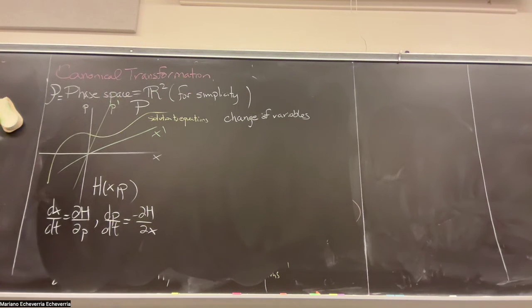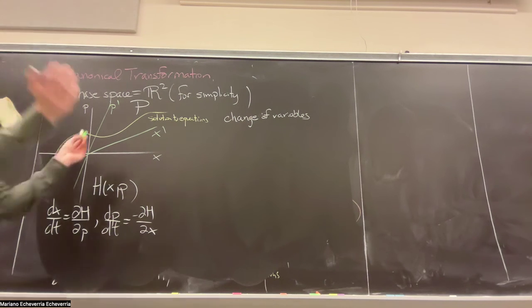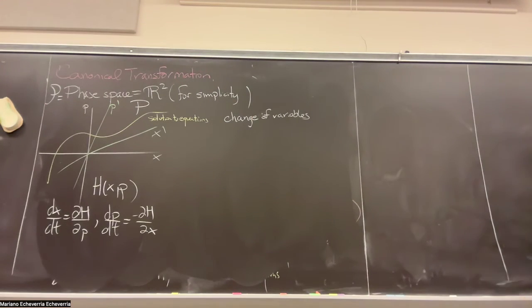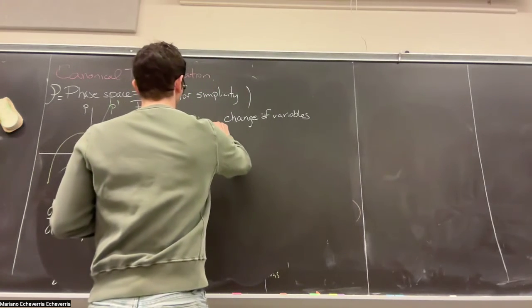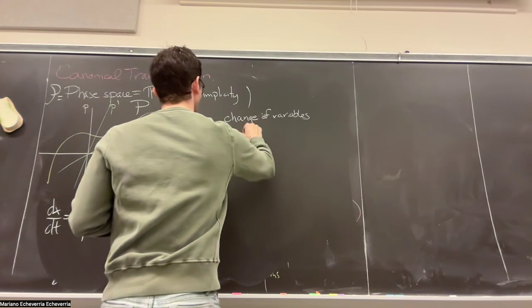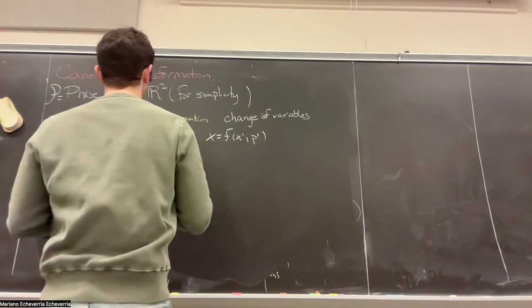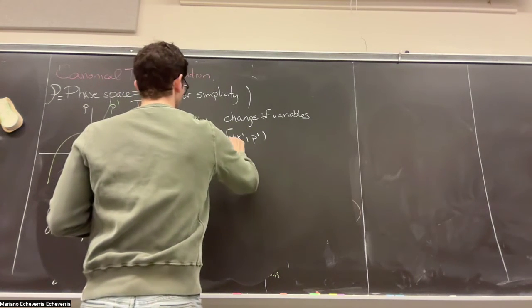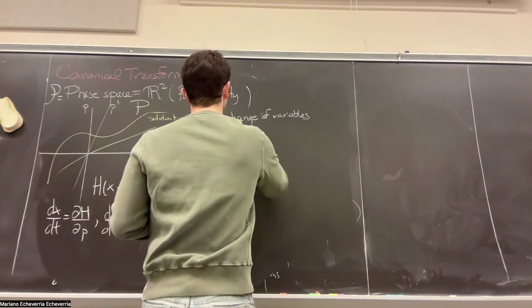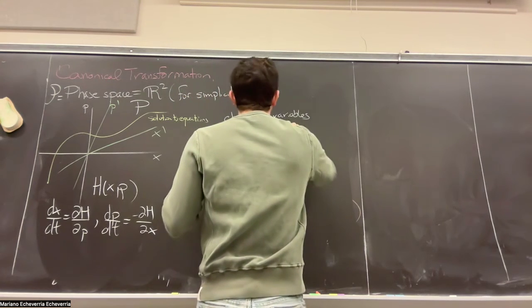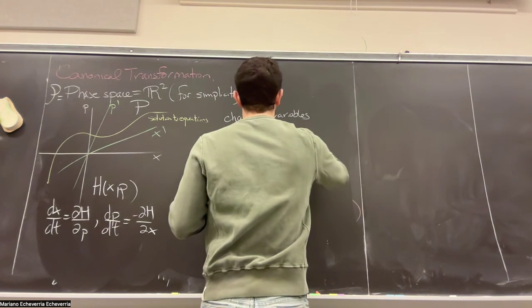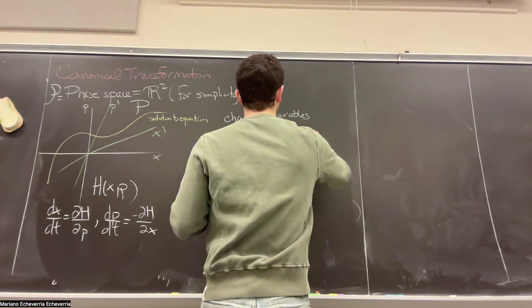I'm putting it in this way because for today I'm doing it more from the linear algebra perspective. So it will be kind of like an affine transformation, maybe a rotation or a contraction somehow. So you think about x as a function of x prime and p prime, and p as a function of x prime and p prime.